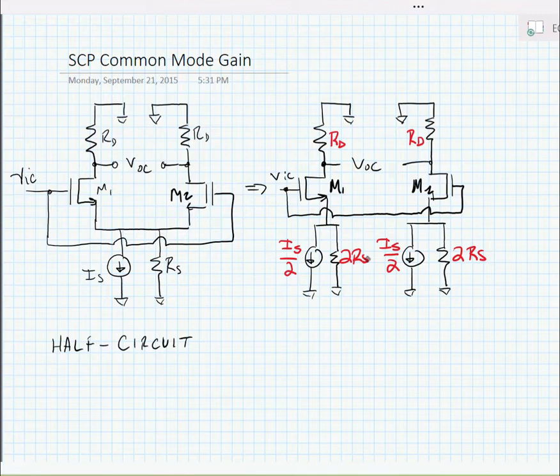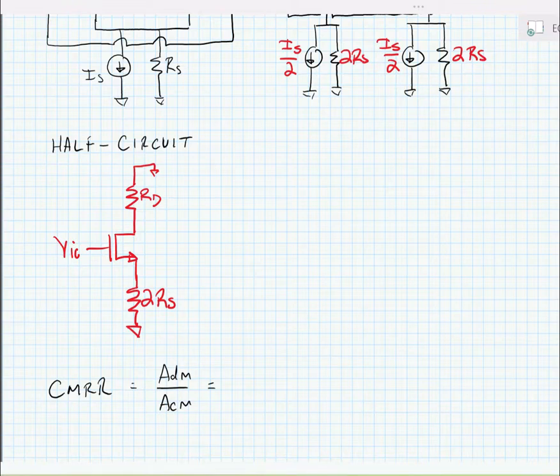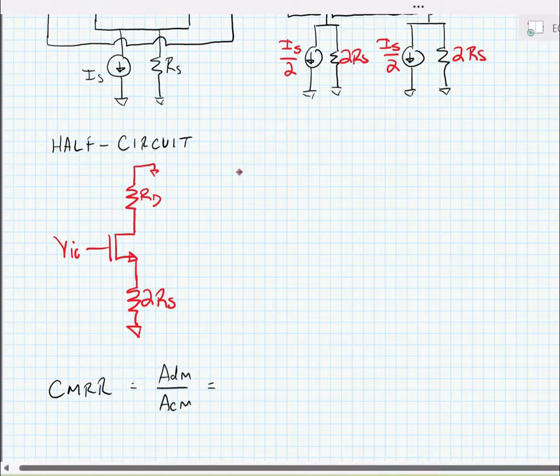Now we note that again we have symmetry, so we can draw a half circuit. Here is our half circuit. We have a drain resistance RD, we have a transistor, and then we have a source resistance 2RS. Now again we know that our voltage gain AV is equal to minus GM R total. We'll again keep assuming that the output resistance of the transistor is quite large.